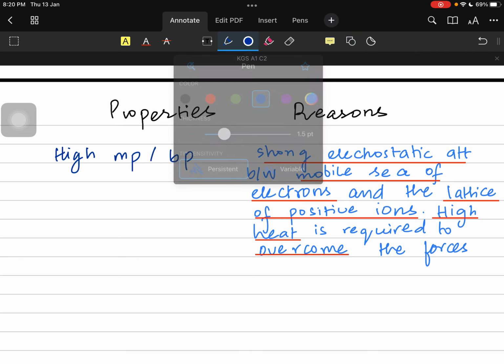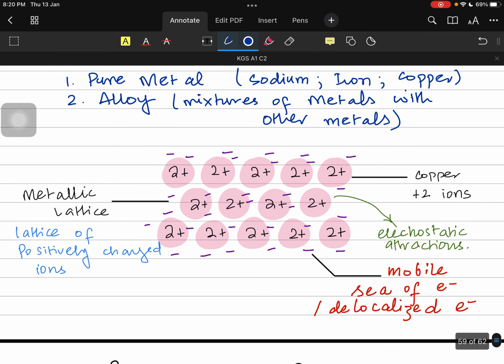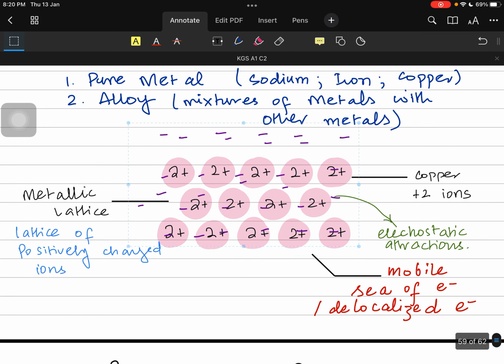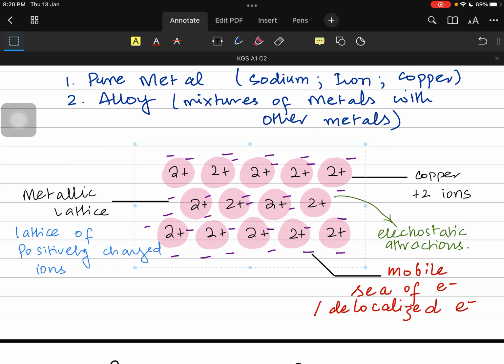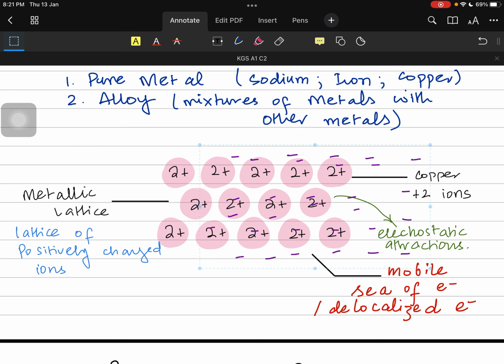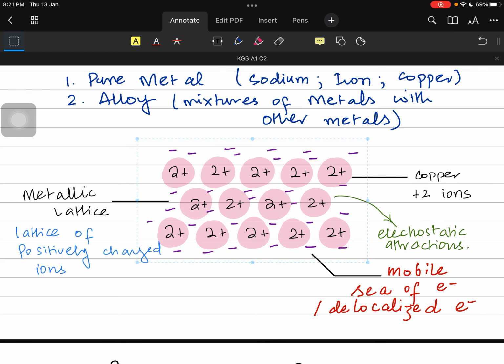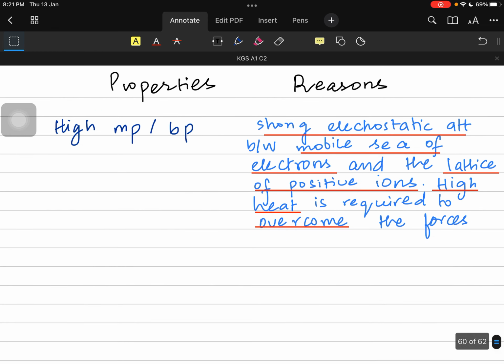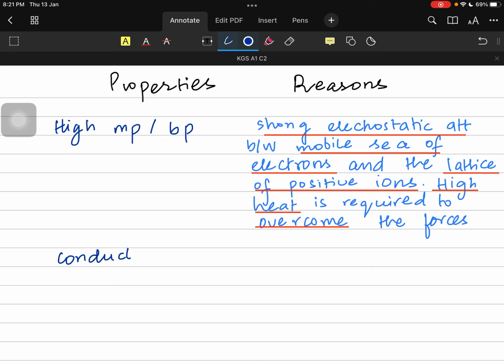Guys, their next property is, obviously, we just saw the fact that the mobile sea of electrons can move, right? So the mobile sea of electrons can move and conduct electricity. So if you want them to conduct electricity, it's very much possible for them. So they conduct electricity. In which state of matter? In solid, liquid, both. So solids and liquids both. How do they do it? Obviously by the movement of the mobile sea of electrons.